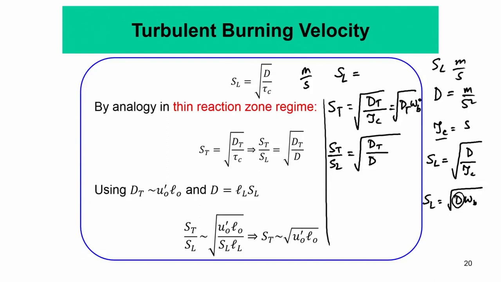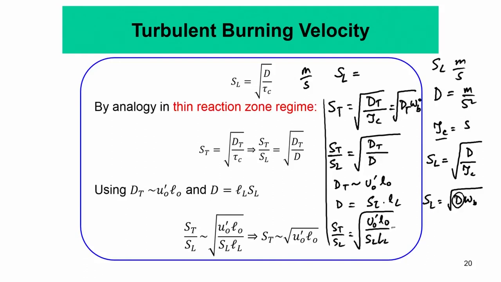Now we have to find a suitable expression for DT. Since DT has units of meters squared per second, we can write it in terms of the large scale turbulent parameters as u prime times L0. This is meters per second times meters, so it is essentially meters squared per second. And of course D is equal to SL times LL, the laminar flame speed times the flame thickness. So ST by SL we essentially get u prime 0 times L0 divided by SL times LL.